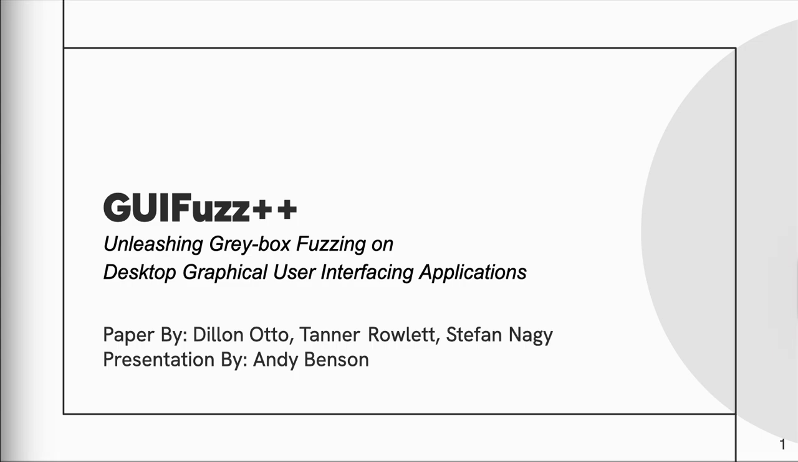The paper I'm presenting is on GUIFUZZ++, Unleashing Graybox Fuzzing on Desktop Graphical User Interfacing Applications. This paper tackles the problem of how to improve fuzzing GUI desktop applications on Linux systems. It was published in 2025 by ASE, or Automated Software Engineering, which is run by IEEE/ACM. So this is a very recent and cutting-edge paper on fuzzing research.